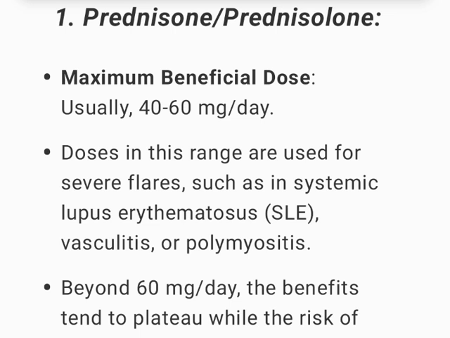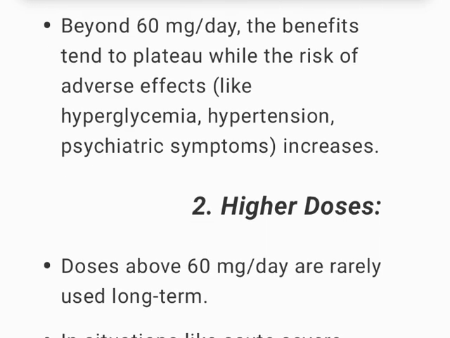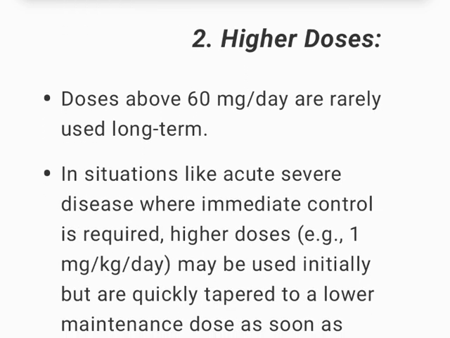1. Prednisone/prednisolone. Maximum beneficial dose, usually 40 to 60 milligrams per day. Doses in this range are used for severe flares, such as in systemic lupus erythematosus, SLE, vasculitis, or polymyositis. Beyond 60 milligrams per day, the benefits tend to plateau while the risk of adverse effects like hyperglycemia, hypertension, psychiatric symptoms increases.